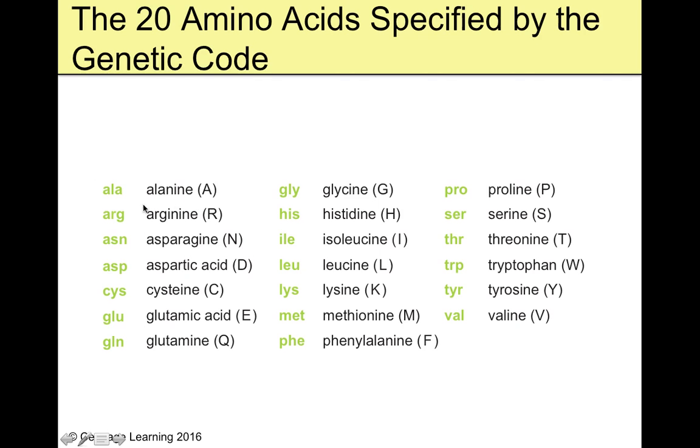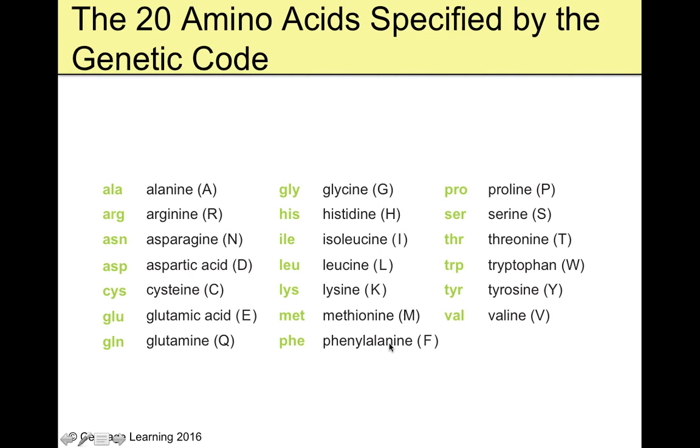specified by their genetic code. So, alanine, arginine, asparagine, aspartic acid, cysteine, glutamic acid, glutamine, on and on and on it goes. So you don't have to memorize these necessarily, but take a second, read through them. They're cool to understand what a few of these are.